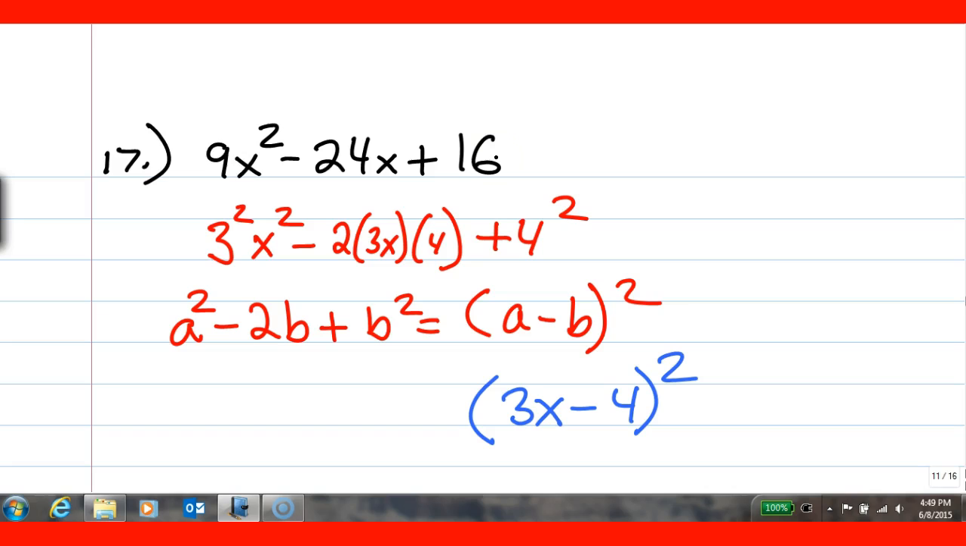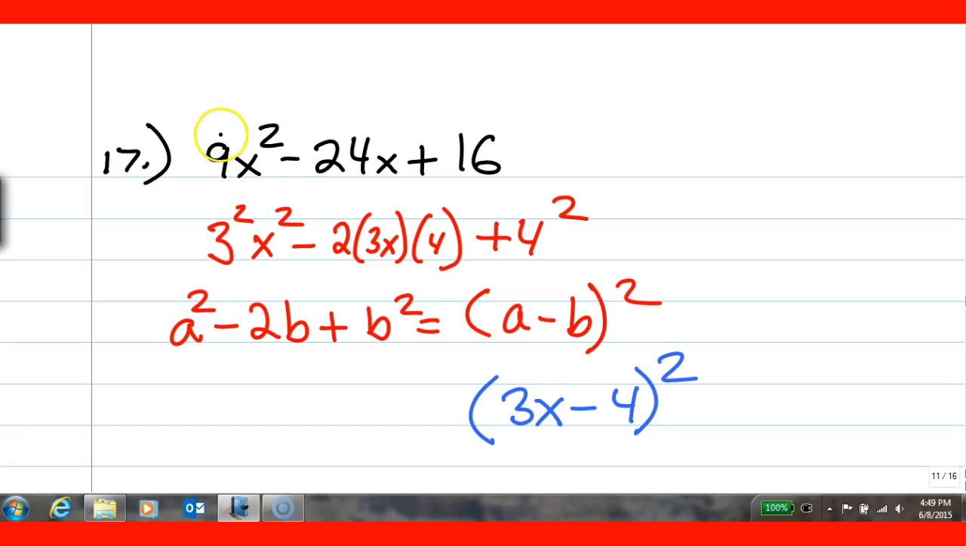times the C method. That means I would take the 9 times the 16, then whatever number I've created, I would look for factors that would make that number that would sum to the middle term, which is the negative 24. But there's also something else about this problem.